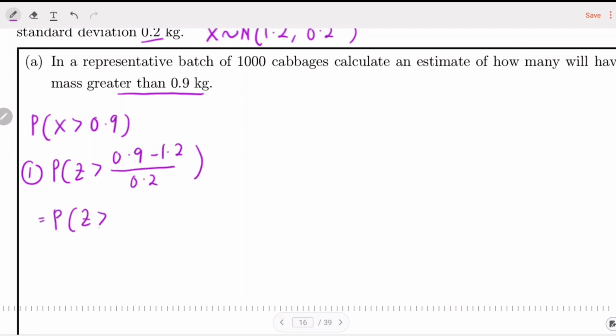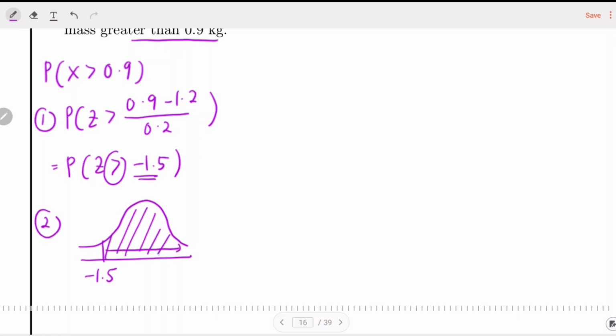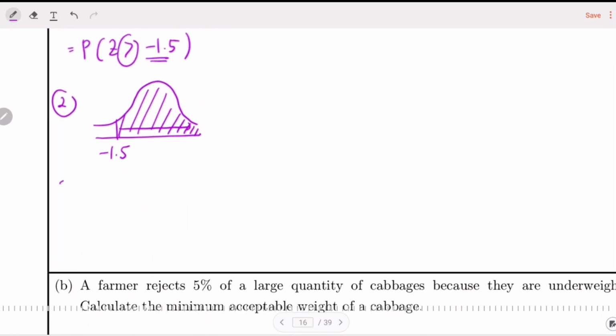Calculate. Give your answer maximum 2 decimal places. And then the second step is to sketch the bell shape. Negative on the left. Z greater than means the shaded region is going to the right. And then the third step is to identify whether we need to put 1 minus or not. Since we shade the middle part of our bell shape, we need to put 1 minus the probability Z greater than this value here, 1.5.